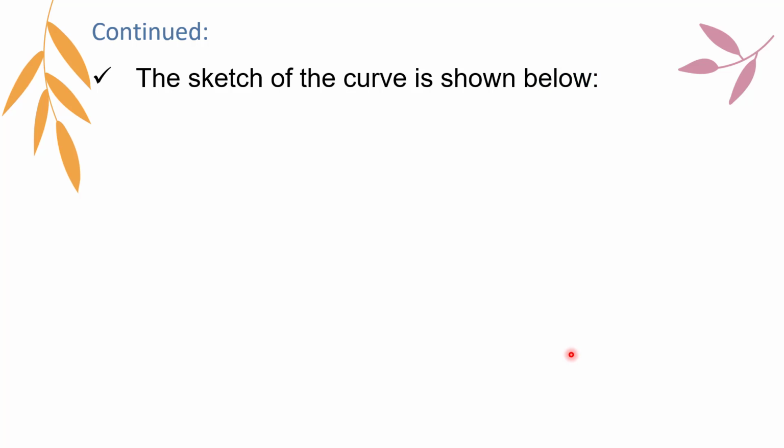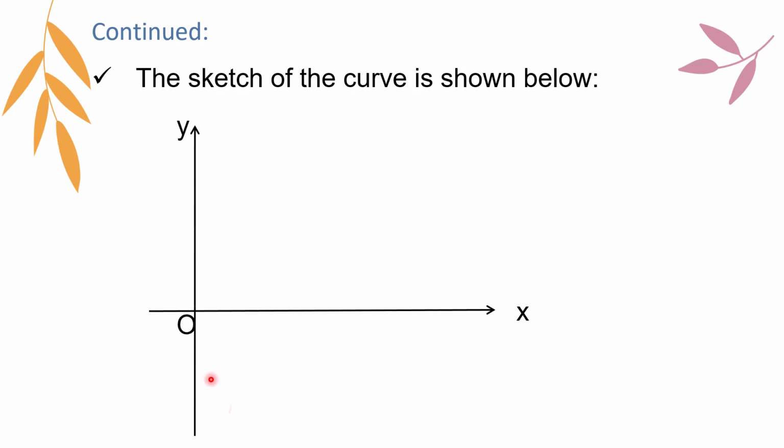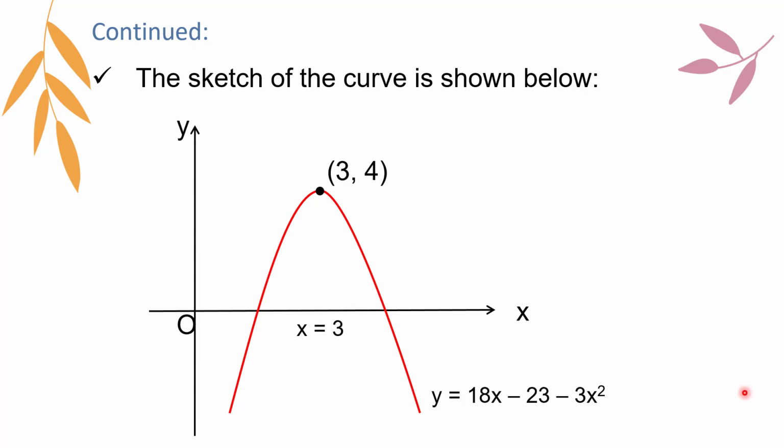The sketch of the curve is shown below. It is an up-and-down parabola with one stationary maximum point at (3, 4). So this is the graph of y equals 18x minus 23 minus 3x squared.